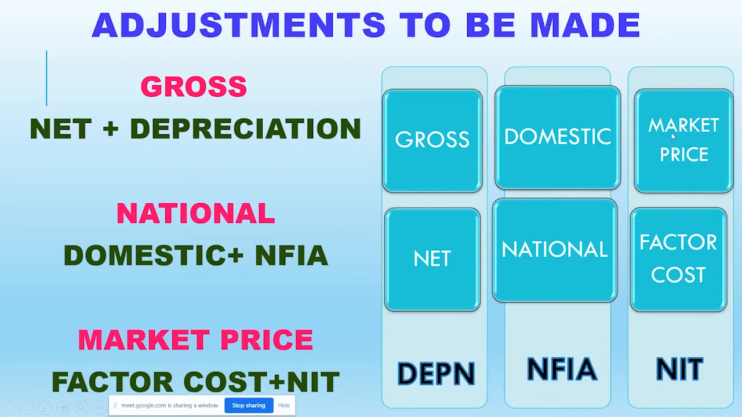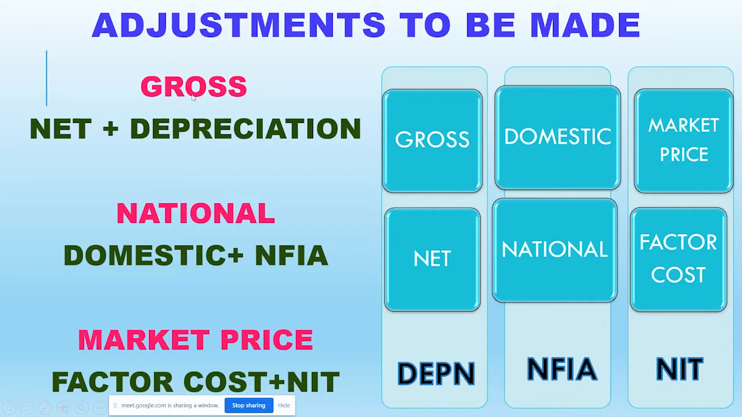So I told you, when you purchase an item, every time you have to pay taxes. On the packet itself they will write MRP inclusive of all taxes, right? That is the market price. So taxes we add to the factor cost, and it gives us the market price. This you have to remember by heart: the difference between gross and net lies in depreciation, the difference between domestic and national lies in NFIA, and the difference between market price and factor cost is NIT. Whether to add or minus, you have to study this.